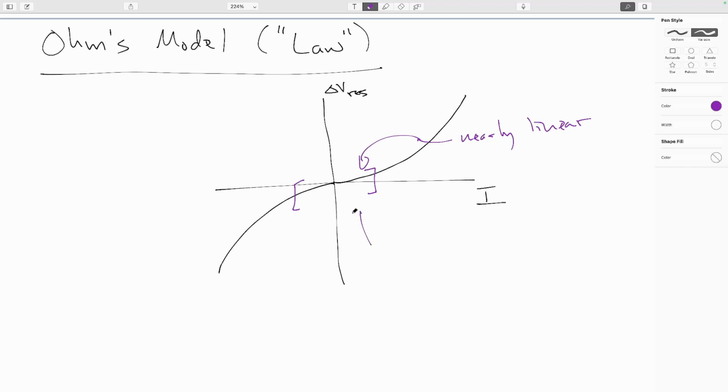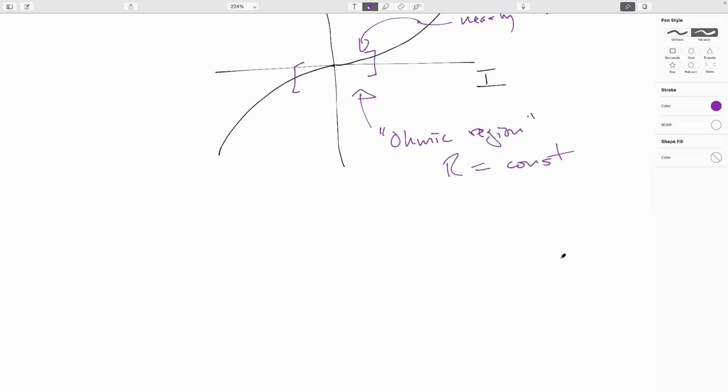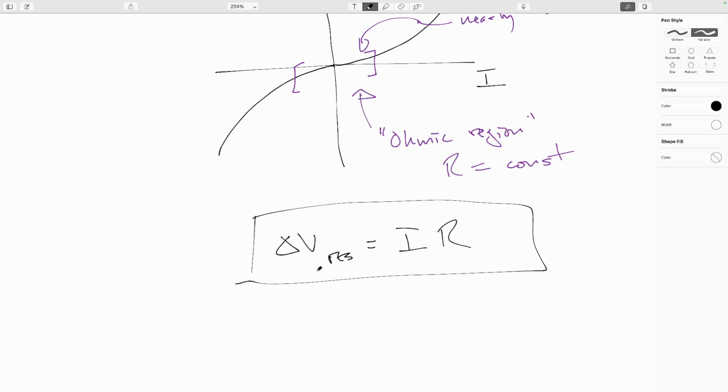So in this region here where it's nearly linear, we call this the ohmic region of the resistor. And basically the whole point is within this ohmic region, we can go ahead and say that the resistance is a constant. So then this will allow me to say that I have a direct proportionality between the applied voltage and the current flowing through. And the way I remember it is twinkle, twinkle, little star, delta V equals I times R.